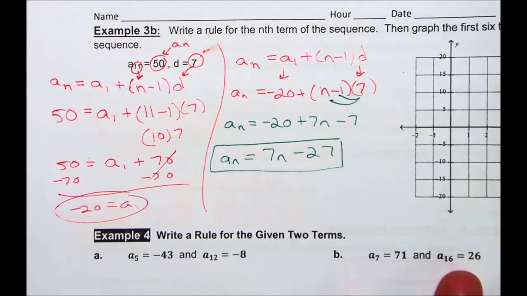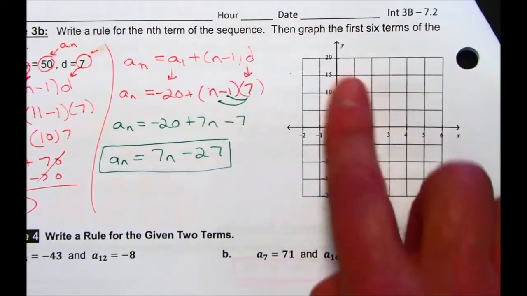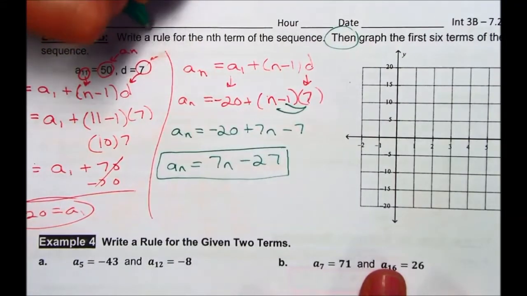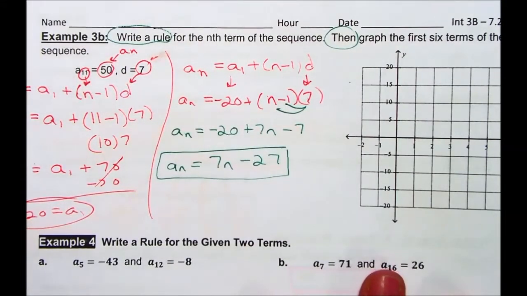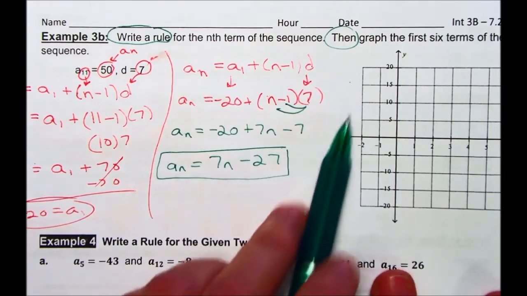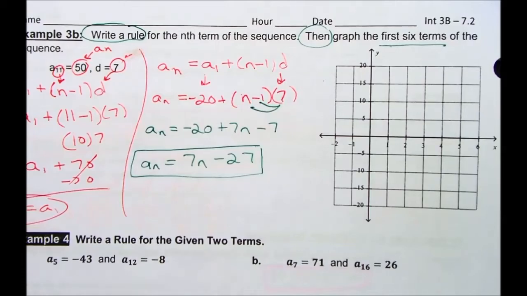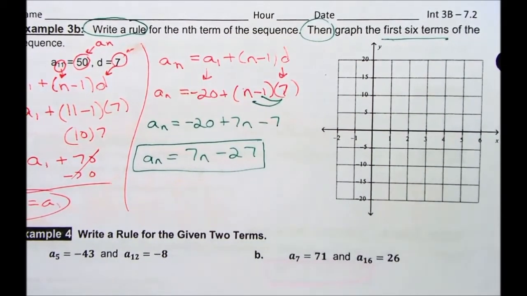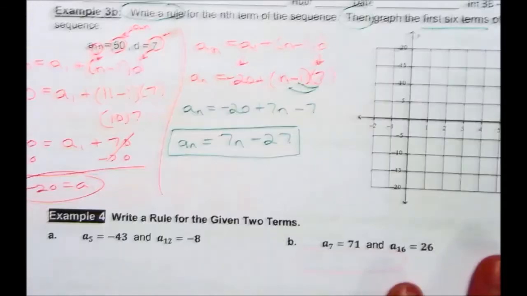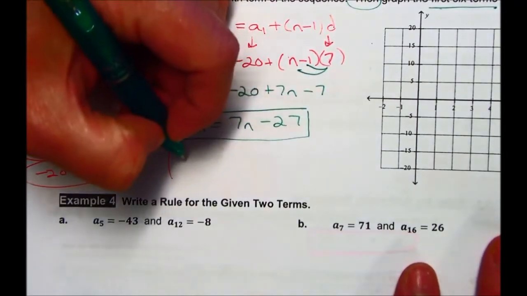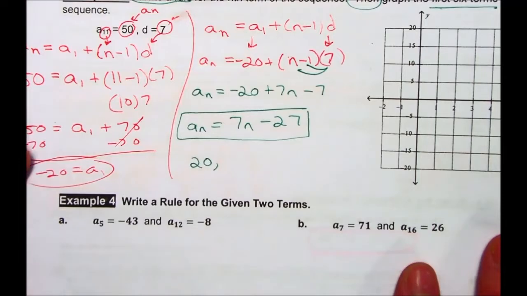The next thing that we're supposed to do: we found the rule, so 2 things: write a rule for the nth term of the sequence, which we just did, then graph the first 6 terms. So we need to basically make a list of our first 6 terms. Well, we already know what the first one is. That's what we found over here. So negative 20 is the first term in our sequence.